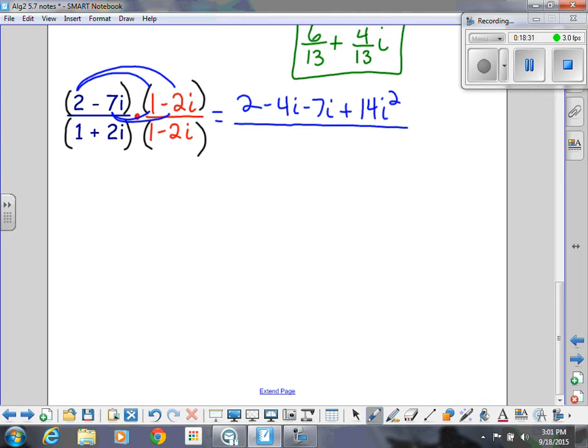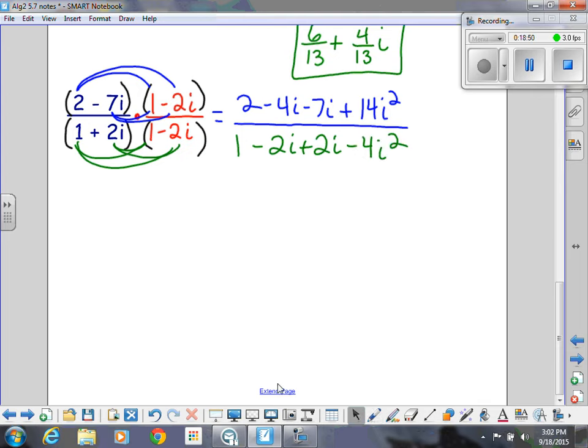Now we're going to do the denominator. So that's going to be 1 times 1 is 1. 1 times negative 2i is negative 2i. 2i times 1, that's positive 2i. And then 2i times negative 2i, that's negative 4i squared.